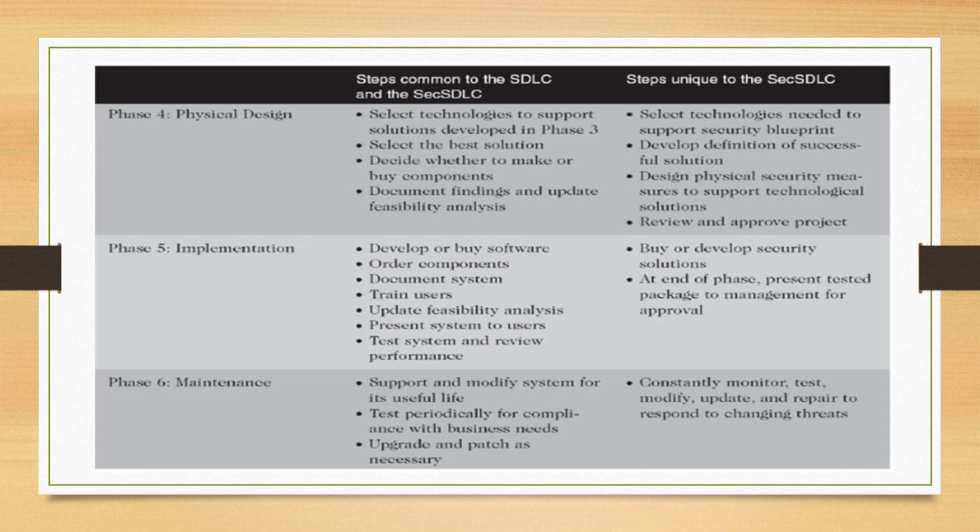So the next phase is the physical design phase. The common steps are the selection of technologies to support the solutions developed in phase 3, the previous phase, that is the logical design phase. So selection of the best solution is required. It decides whether to make or buy components for building a product. Then documenting findings and updating the feasibility analysis is done in physical design, which are the steps common in SDLC and Secure SDLC.